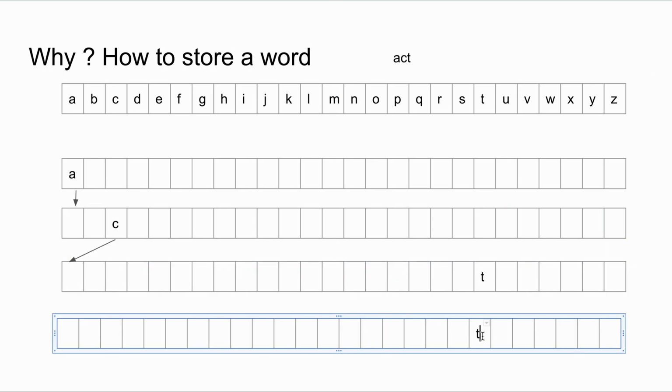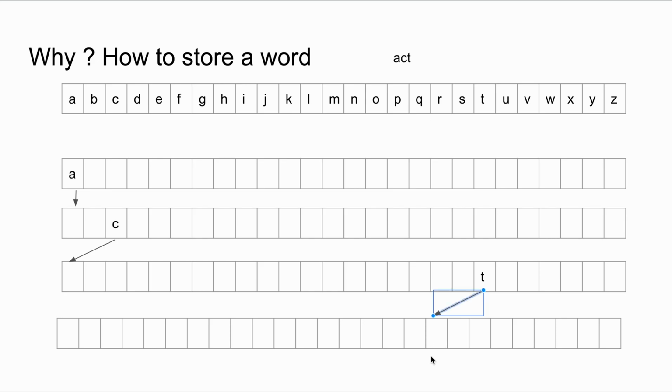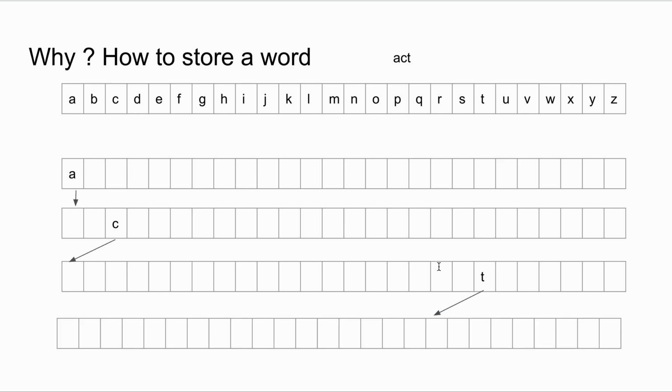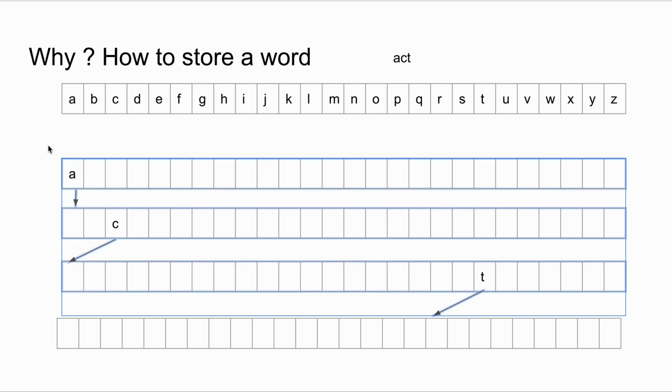So this will not have anything. This will just be empty. So this is how we can actually store this T. It will again be pointing to this, but this will be empty. This will not be having any letter. So this is how we can store the word act. So just by using 3 arrays of size 26, we were able to store the word act.